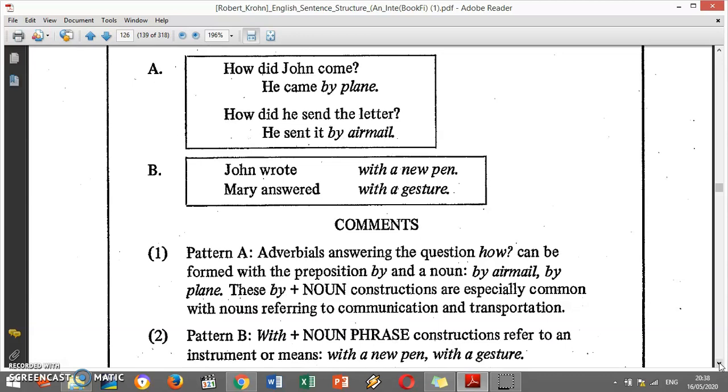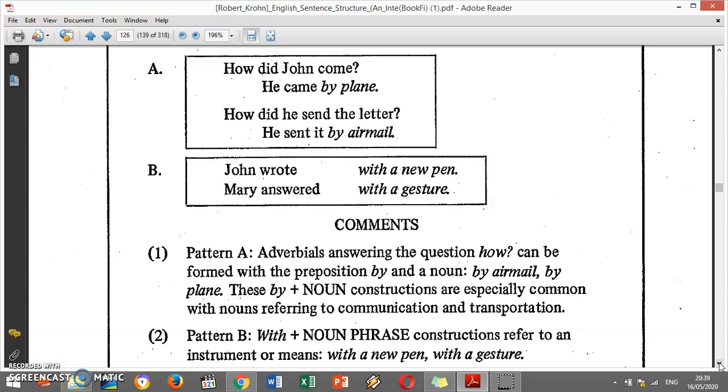On the comments, there are explanations for these patterns. For pattern A, adverbials answering the question how can be formed with the preposition by and a noun. For example, by airmail or by plane. These by plus noun constructions are especially common with nouns referring to communication and transportation.